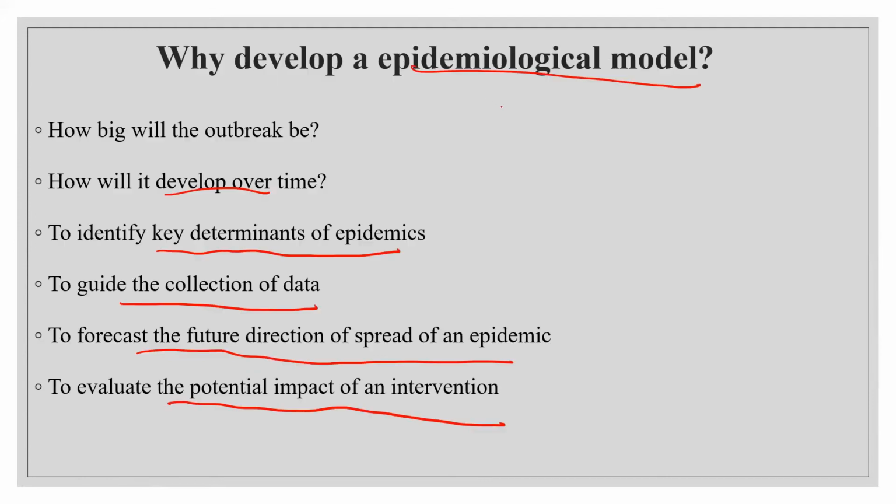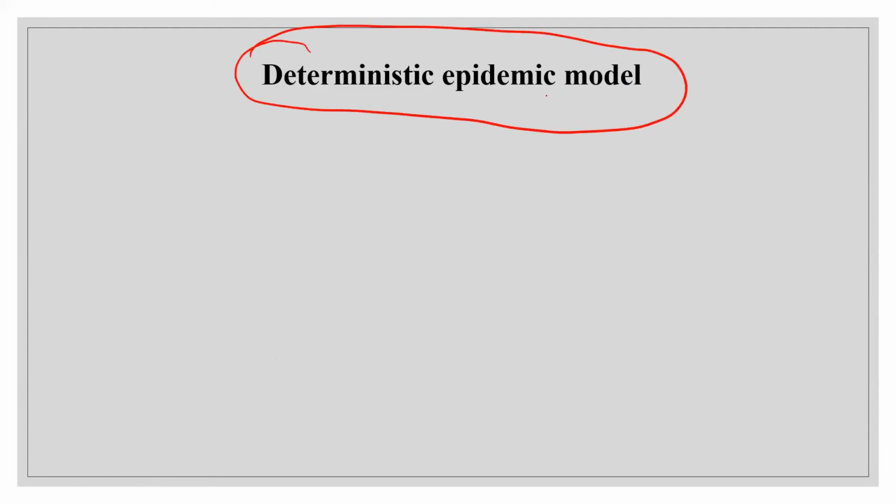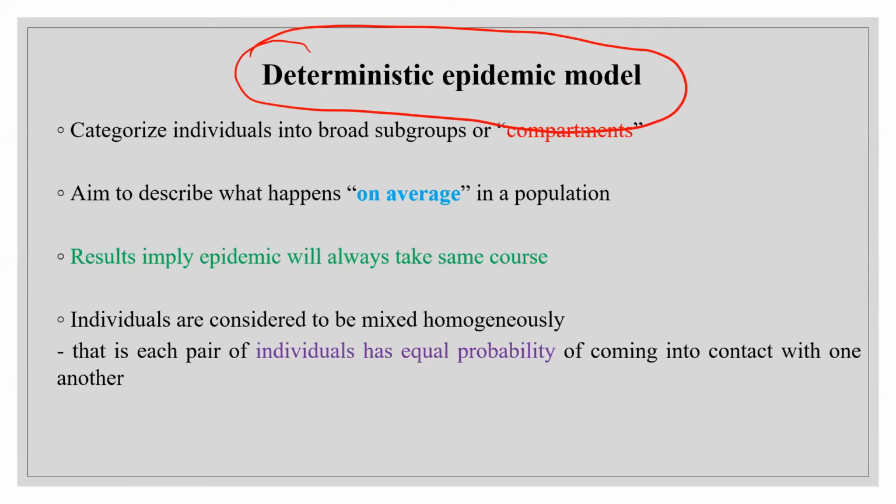So it is very important to understand how to design this epidemiological model. We will concentrate only on the deterministic epidemiological model. There are stochastic epidemiological models also, but today we will only discuss the deterministic. So what is this deterministic? Mainly in this, the population is divided into compartments. I will tell you what it means that the population is divided into compartments.